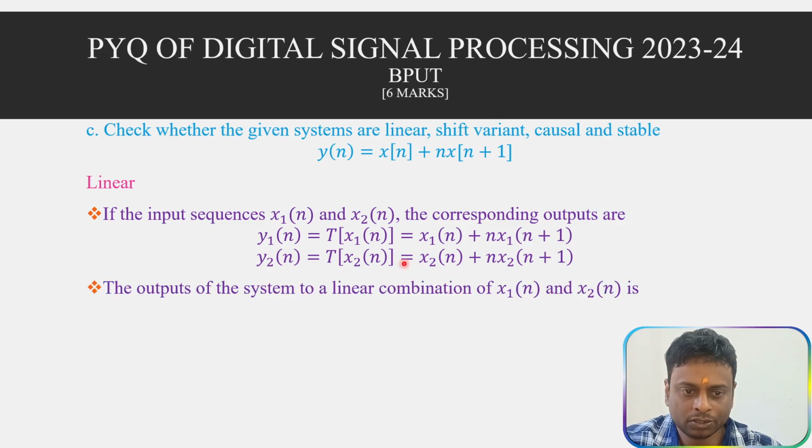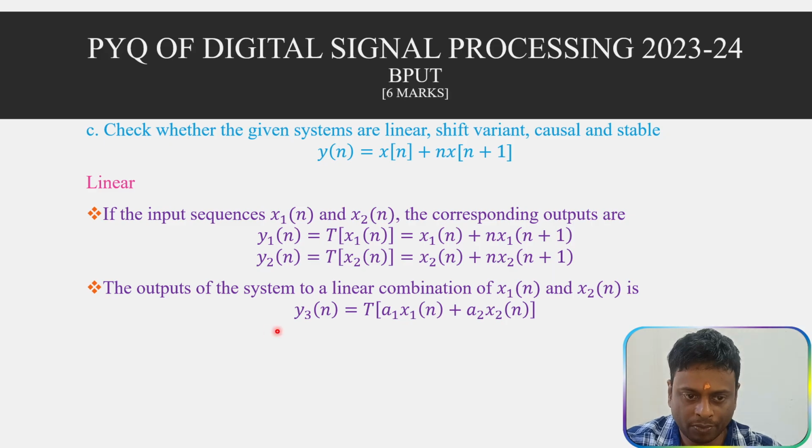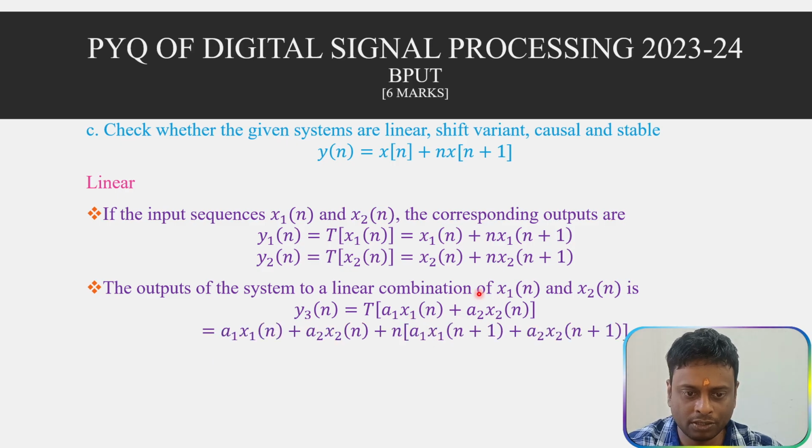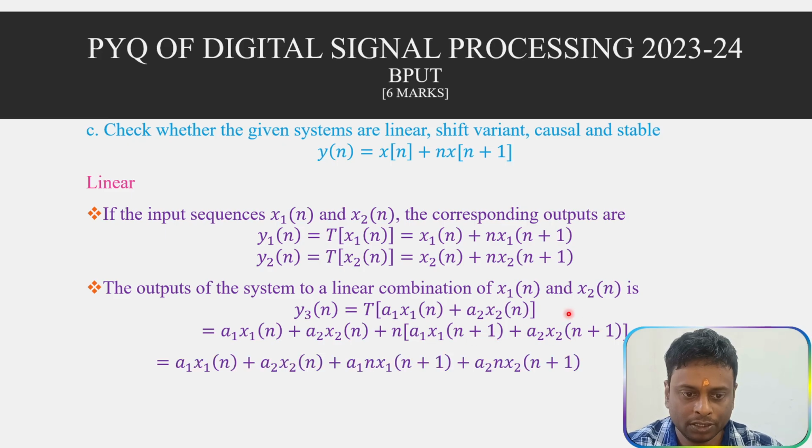So this is the linear combination of x1 and x2. It will be y3 of n equal to the transformation of a1 x1 of n plus a2 x2 of n. So in place of x of n, you replace a1 x1 plus a2 x2. Similarly for this one also, it will be a1 x1 of n plus 1. Just multiply this. This is our equation 1. Similarly, you can multiply here by a1.